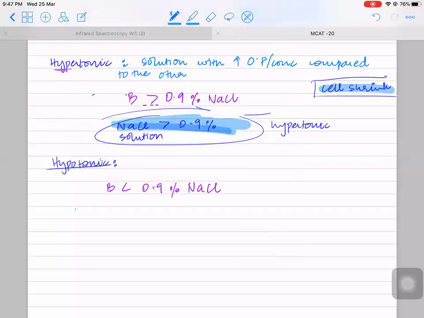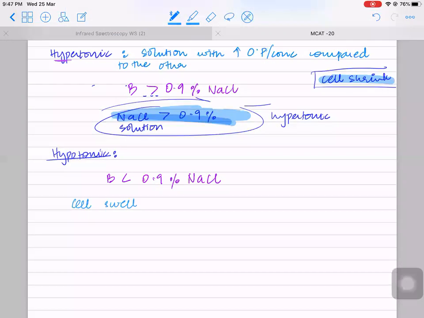Hypotonic. In that case, what will happen? Your cell will swell. So if you put your blood cell in a hypotonic solution, the cell will swell. If you put it in a hypertonic solution, what will happen? I'm sure you all have already made sense of this and you know it.